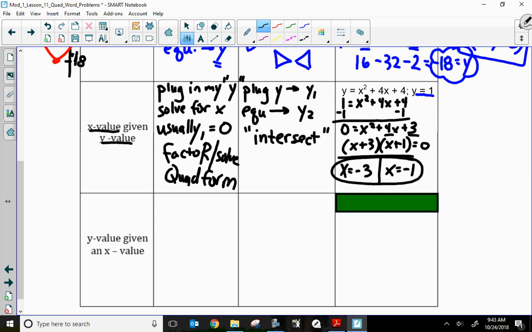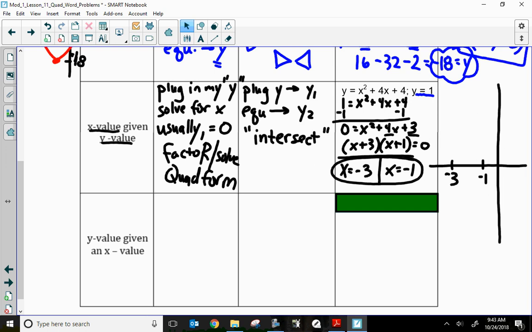Now, what would it look like if I was graphing this? If I was graphing this, here's negative 1, here's negative 3. My parabola would look something like, it would kind of go up like this. Would touch it once. Okay.